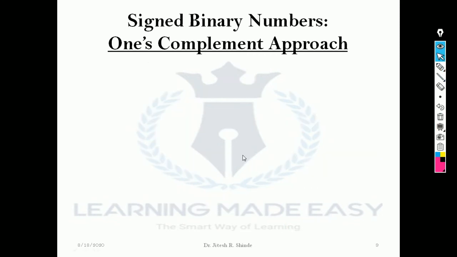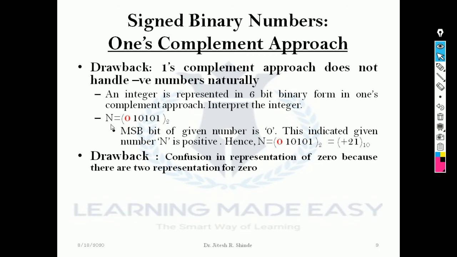Let's see a positive number example. Here capital N is equal to 0 1 0 1 0 1. The number is positive, since the 0 sign bit indicates the number is positive. If the number is positive, the remaining bits represent the actual magnitude of the number. Here you can use the positional number system to find the magnitude 21. Another simplest approach is to use the 32, 16, 8, 4, 2, 1 code, which gives us the answer in the quickest time.